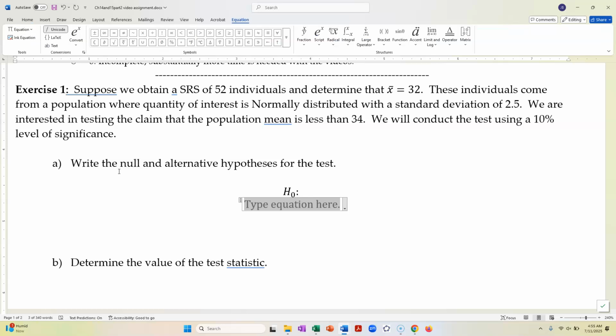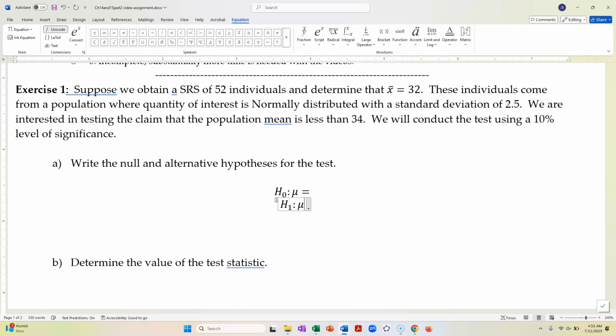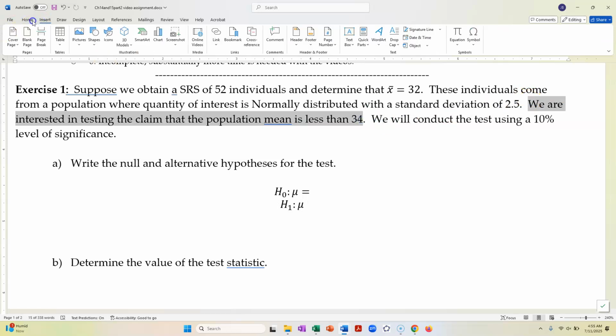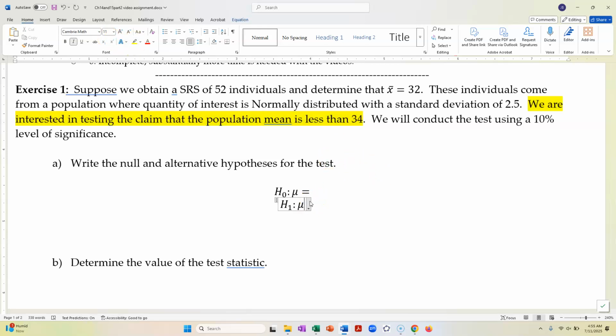And then we have alternate. Okay, so both of these are going to look like mu is something. And so in the null, you might remember this, it's always equals in the null. What I'm going to look for is the claim, right? The claim is always the alternative hypothesis, and that is the second to last sentence. We are interested in testing the claim that the population mean is less than 34. So I'm going to put in my alternative less than 34. Okay, and the value that we use in the alternative goes in the null as well.